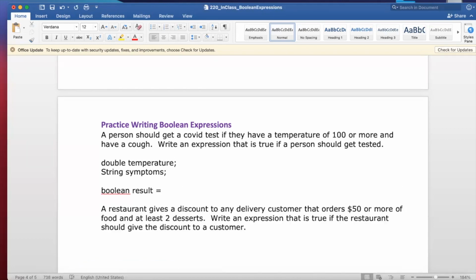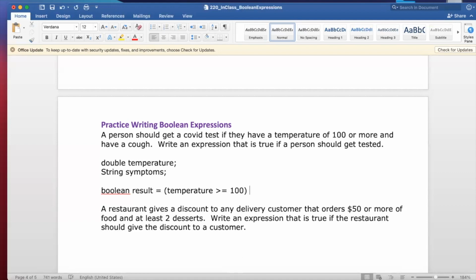Now I want to write the Boolean expression that captures the logic of making this decision. I know the decision is dependent on both the temperature and the symptoms, and we want to write an expression that's true if a person should get tested. A person should get tested if their temperature is 100 degrees or more. So I would write that using the relational operator greater than or equal to 100.